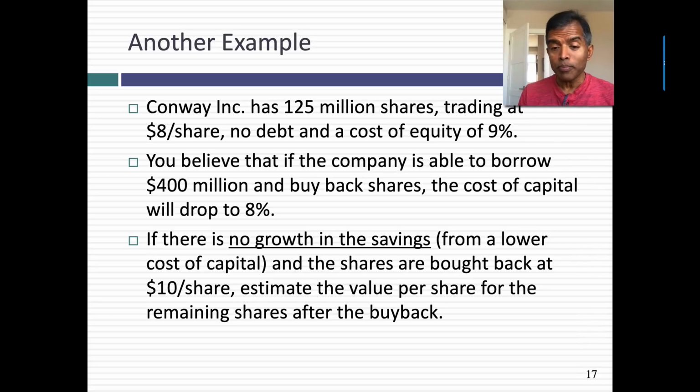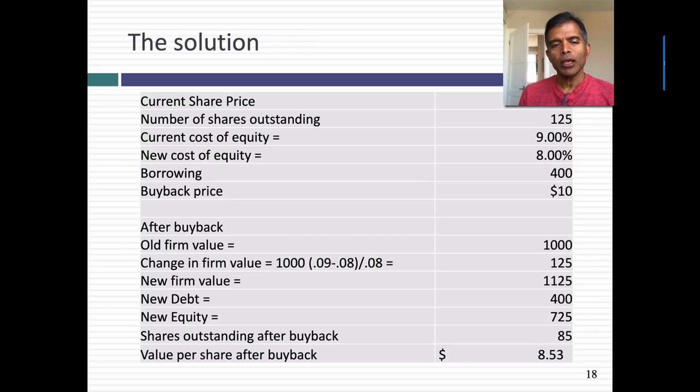And the shares are bought back. I've given you the price for the buyback, of $10 per share, which is higher than the $8. My question is, what happens to the value per share for the remaining shares after the buyback? So let's do this a step at a time. Let's start with what the existing value of the firm is. Right now, the value of the firm is 8 times 125, which is $1,000. The current cost of equity is also the cost of capital, 9%, and the new cost of capital is going to be lower.